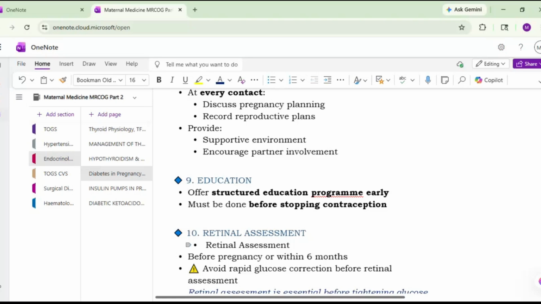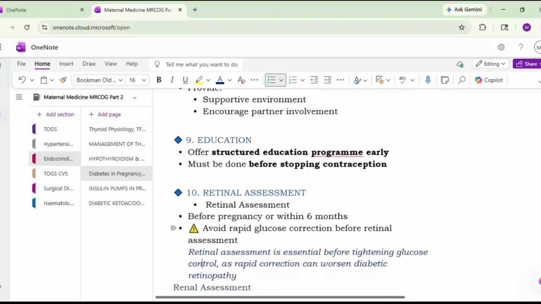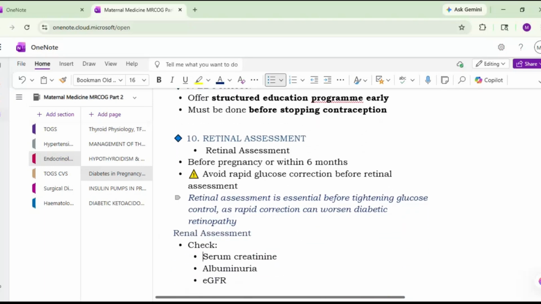Now, another two important things which are coming from the examination point of view. One is the retinal assessment. Second is the renal assessment. Coming to the retinal assessment, we are still in the preconceptional counseling. It should be done before pregnancy or within 6 months. Avoid rapid glucose correction before retinal assessment.